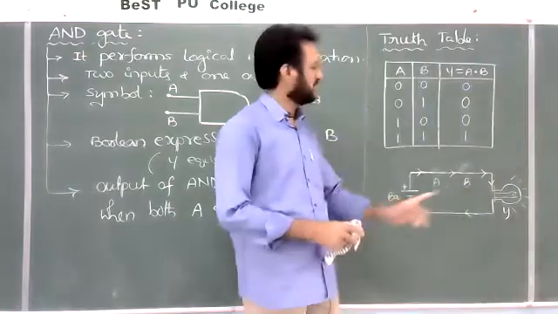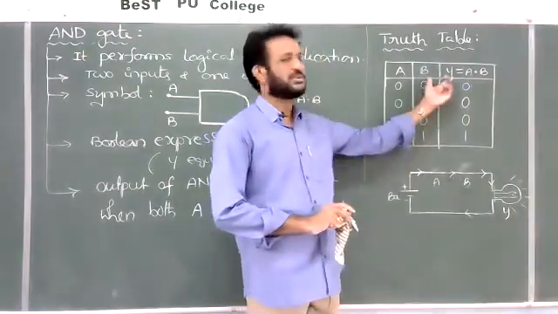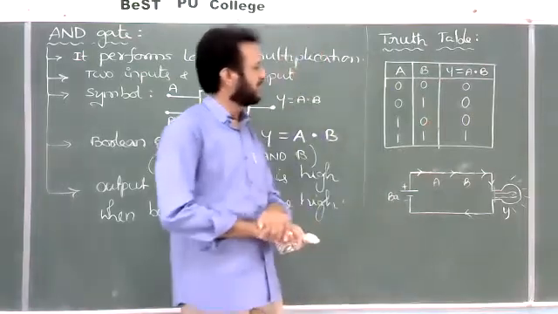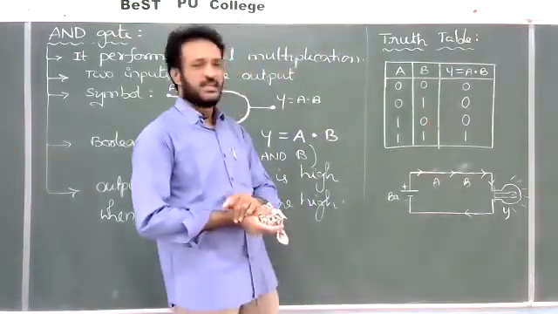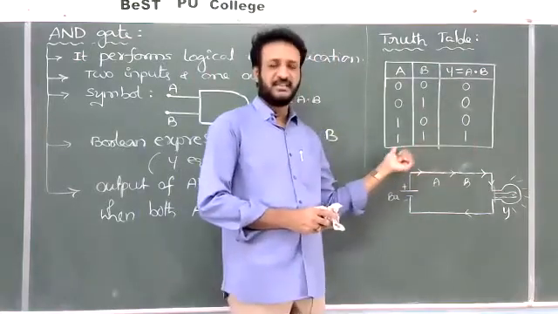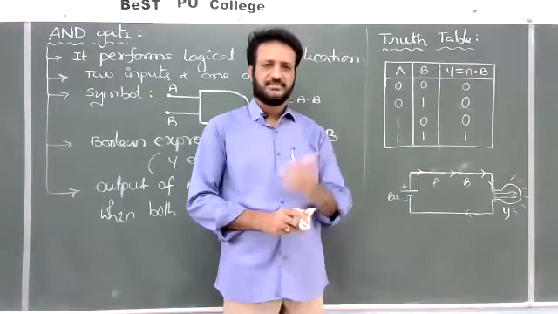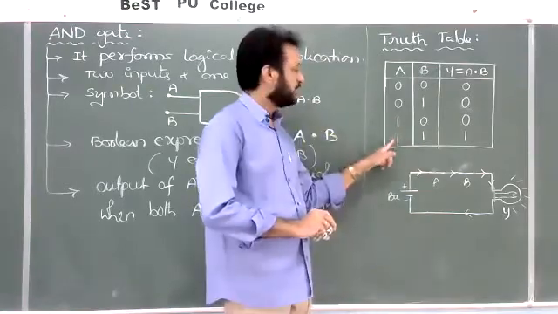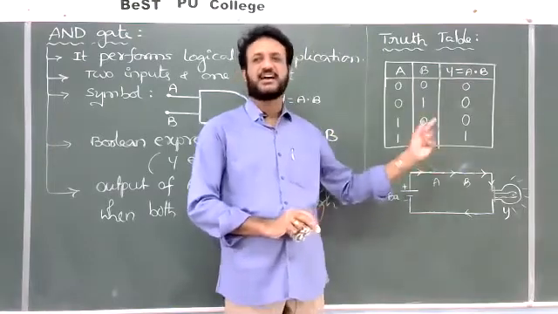But in the exam, no need to write this one. Only you should draw this truth table. So here, if you observe the truth table carefully, what can you understand? Only in one situation is the bulb in on condition. When the bulb is on means high. When the output is high, both A and B are high.